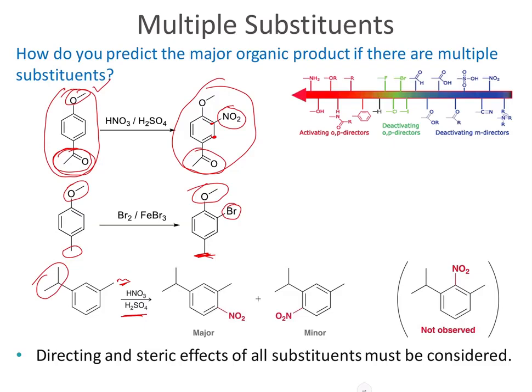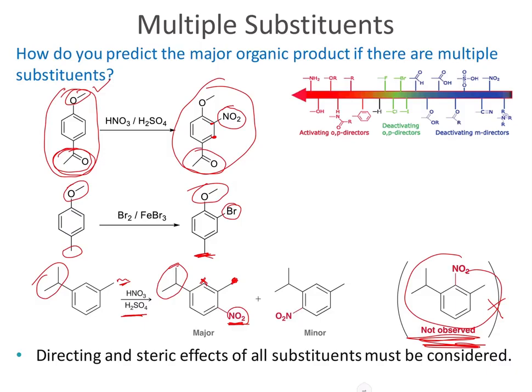Now, the one that is directing to the para position is the isopropyl. It's going to direct the incoming group to the para position to avoid steric effect. But we know that the methyl group also wants to direct the incoming group to the ortho position. So then it's going to be happy. But what if it wanted to direct it to this ortho position? So we might end up with this kind of structure. That's not going to happen due to steric strain. So this is not observed, though it is one of the likely compounds, but it's not going to be observed.